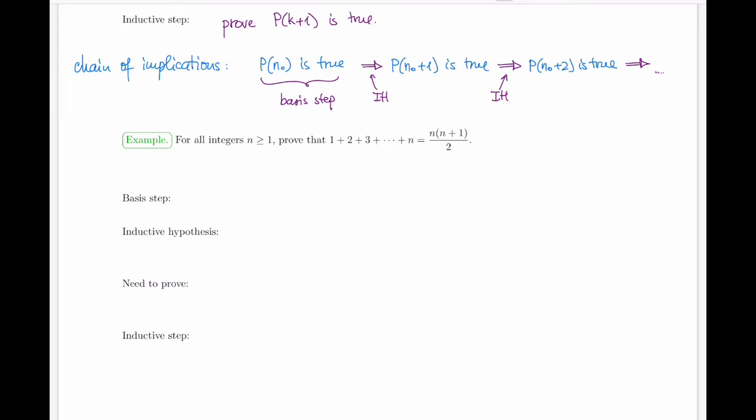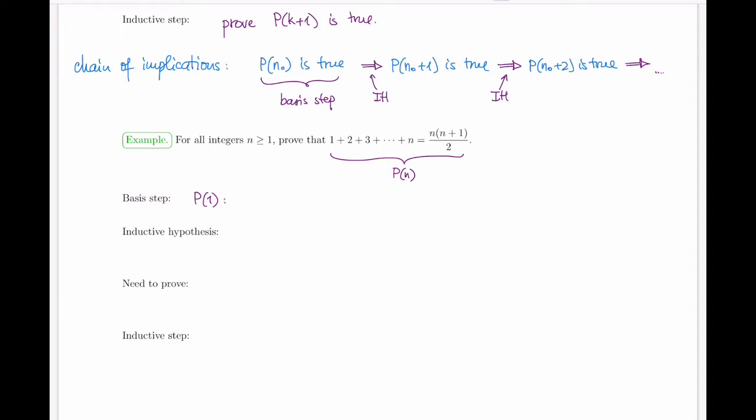So my property is this. My P sub n is this guy right here for all values of n greater or equal than 1. In the basis step, I'm going to find the small value for which it's true. And again, you always start with the smallest one possible to see if it works. So I'm going to see, is it the case that the property when n equals 1 actually holds?